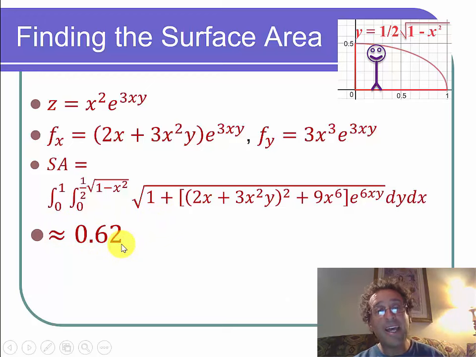So I can now say that the area of the surface, z equals x squared, e to the 3xy, that sits above this region is about equal to 0.62. And I'm done with the problem, and that's the last example I have to show y'all. So hopefully you understood how to find surface areas given a surface and a region.